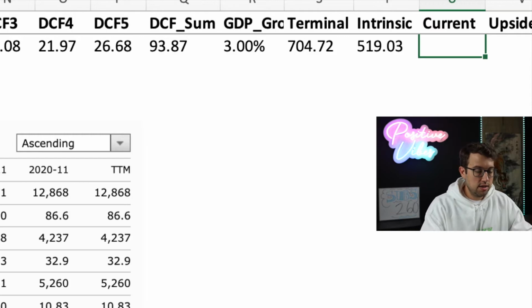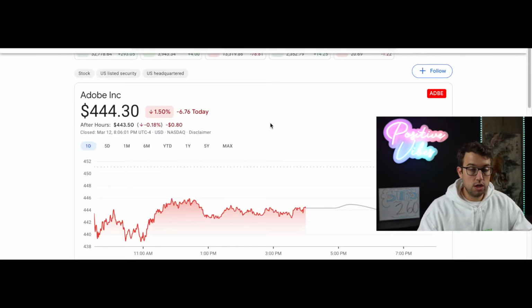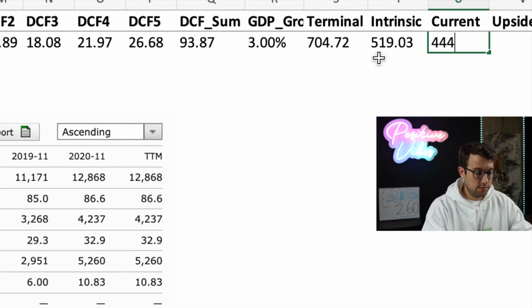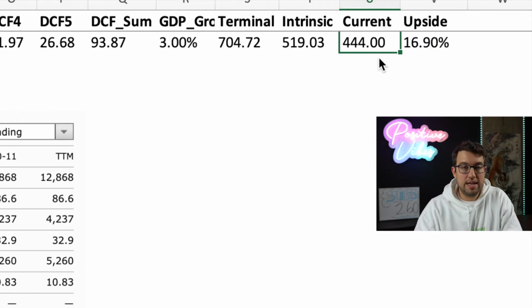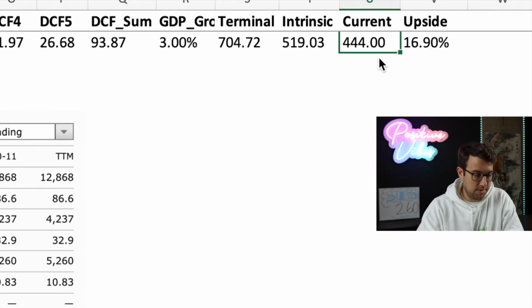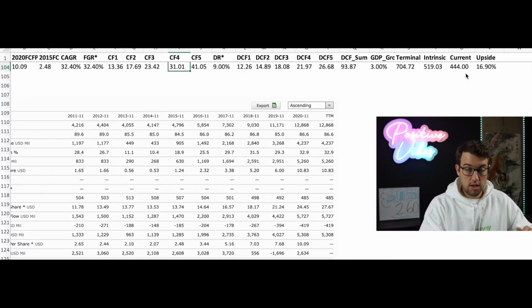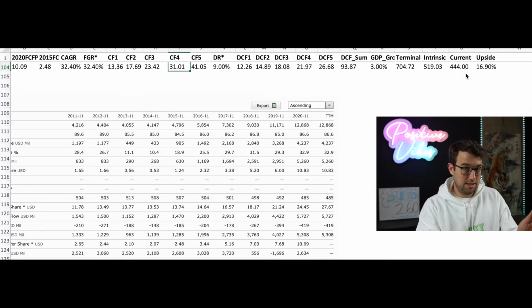$519 per share. Adobe is currently trading at $444 per share. So we're going to enter $444 per share. And this is going to give 16.9% immediate upside. So according to my model, the stock should be worth $519 per share under these assumptions.